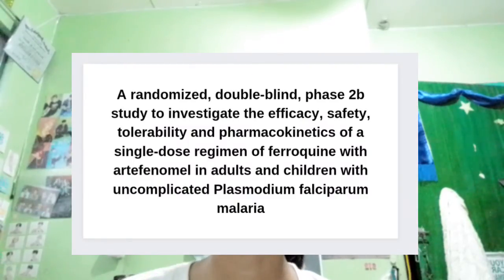So for our related article, we have the randomized double-blind phase 2b study to investigate the efficacy, safety, tolerability, and pharmacokinetics of a single-dose regimen of ferroquine with artefenomel in adults and children with uncomplicated Plasmodium falciparum malaria. So in this case, this is for uncomplicated Plasmodium falciparum malaria, where highly efficacious single-dose treatments are expected to increase compliance and improve treatment outcomes, and thereby may slow the development of resistance.